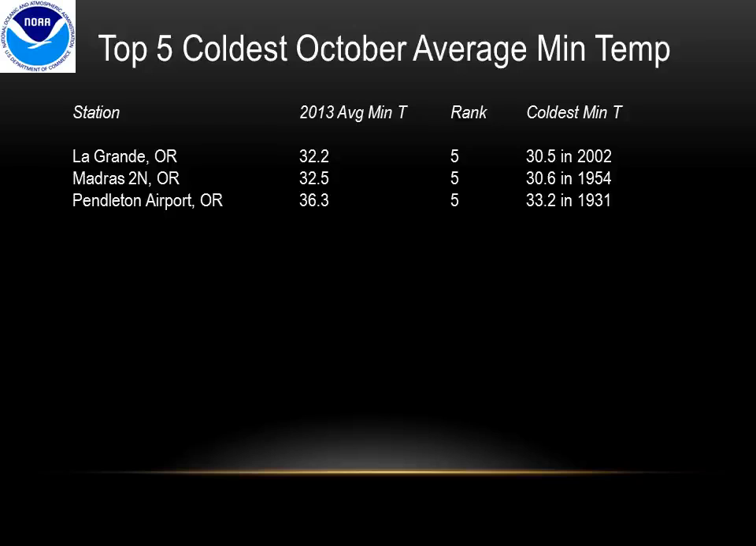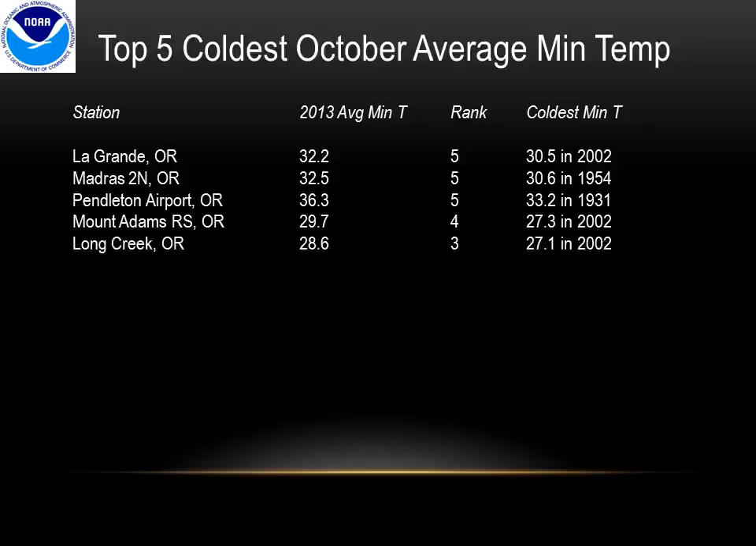The weather station at the Pendleton Airport in Oregon reported an average minimum temperature of 36.3 degrees. This was the 5th coldest average October minimum temperature on record. The coldest average minimum temperature for October is 33.2 degrees, set in 1931. The Mount Adams Ranger Station in Washington reported an average minimum temperature of 29.7 degrees. This was the 4th coldest average October minimum temperature on record. The coldest average minimum temperature for October is 27.3 degrees, set in 2002.